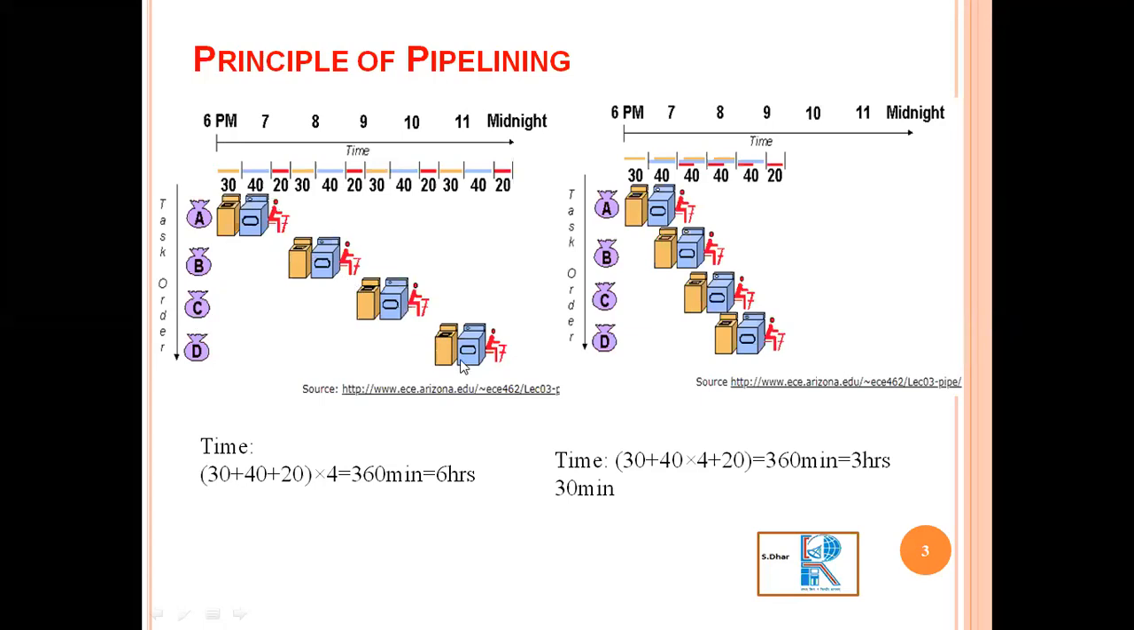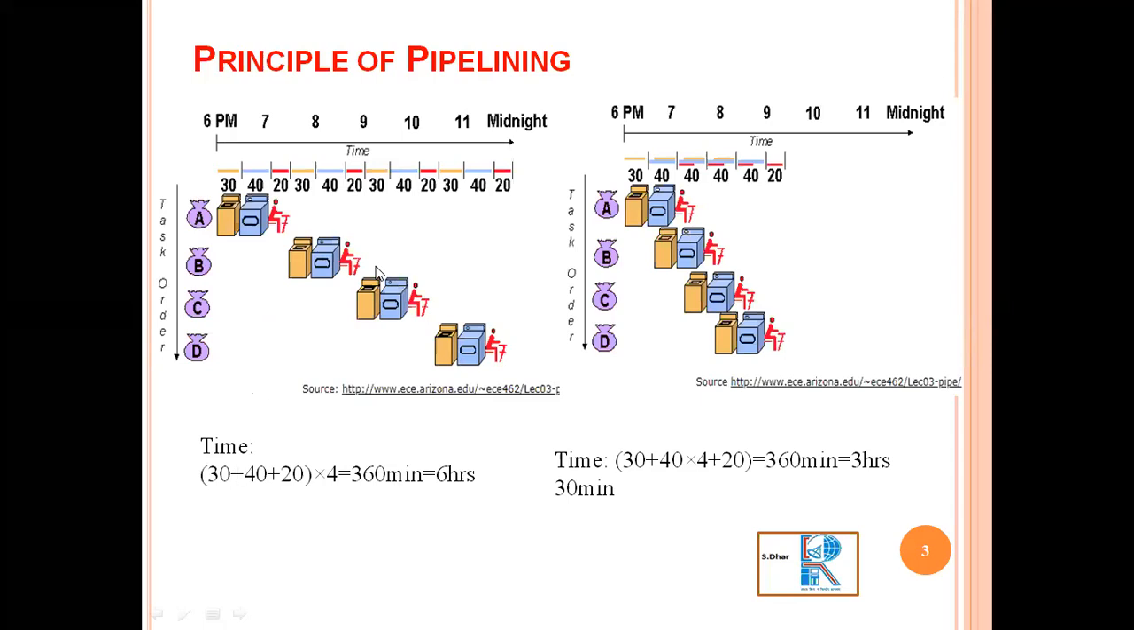So the total time required for washing the 4 sets of clothes, which come in a sequential order, is 30 plus 40 plus 20 times 4, because 1, 2, 3, 4. So 4 times 90 is 360 minutes, that means 6 hours. So the total time required for washing the 4 sets of clothes is 6 hours if I do it with this type of processing. Okay, this is the left hand side.